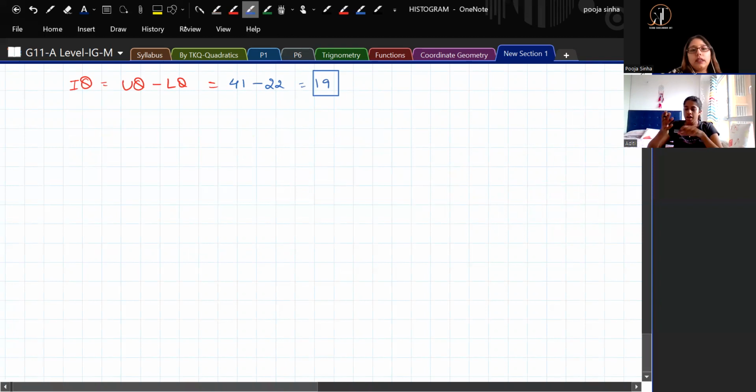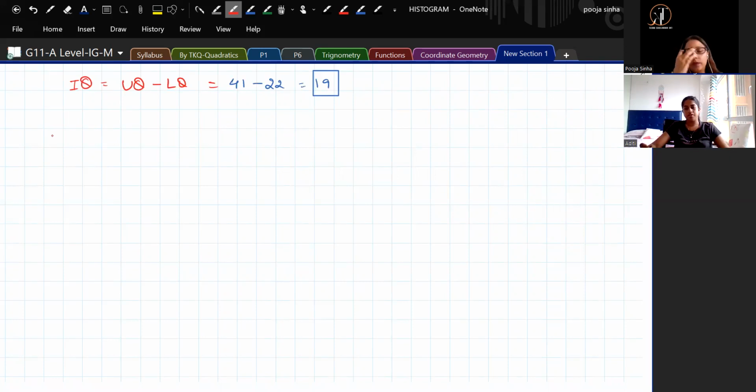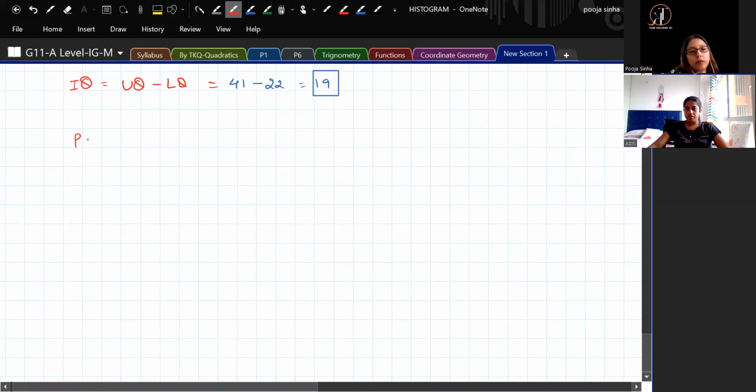Okay, last point of this. Then they will ask you for a particular percentile. They will not say upper quartile, they will not say lower quartile, and they will not ask the median. They will ask for a certain percentile. Suppose some percentile is asked, that's what to do then.